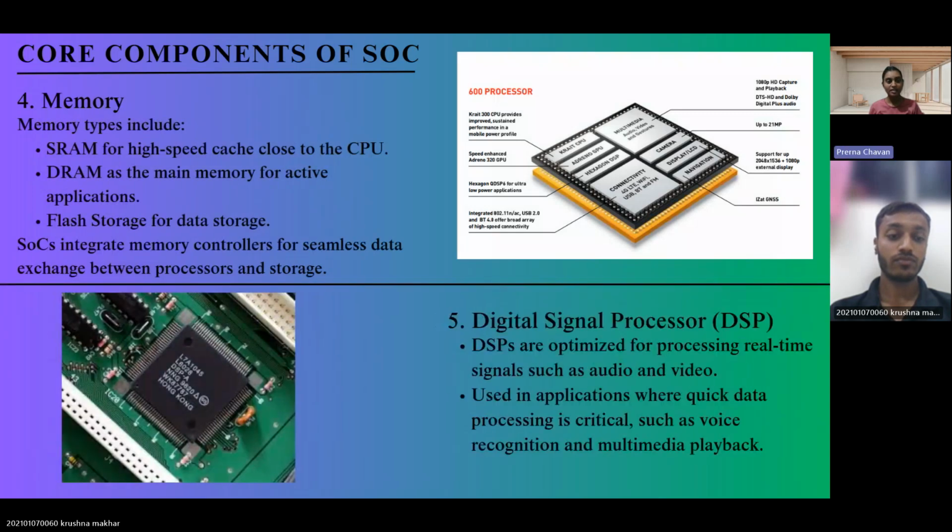The fourth that we have is memory. Memory types include SRAM and DRAM, where SRAM is for high speed cache close to the CPUs, and DRAM is the main memory for active applications. Flash storage is used for data storage. SoCs integrate memory controllers for seamless data exchange between processors and storage.